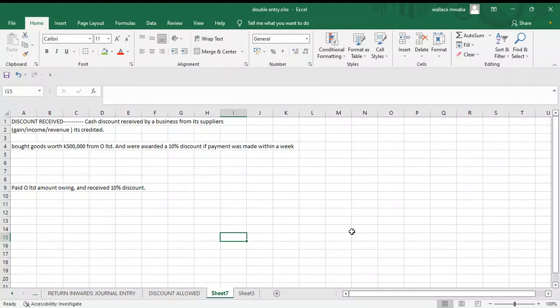We're looking at discount received. This is a cash discount received by a business from its suppliers. This is a form of income or revenue. So we credit our discount received.